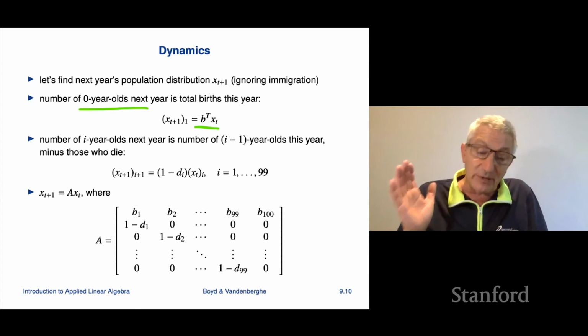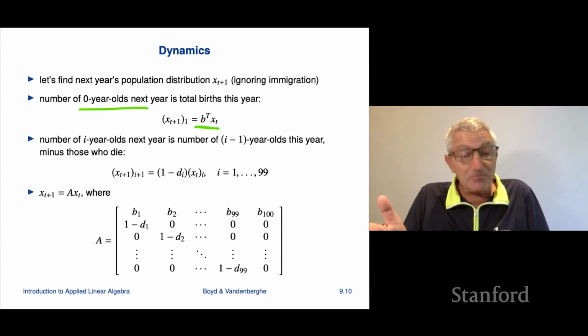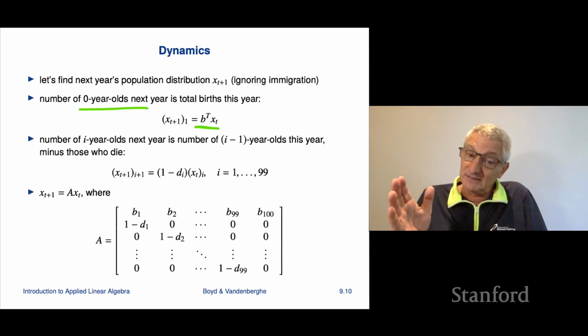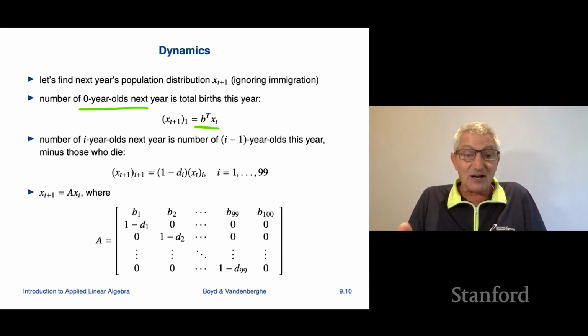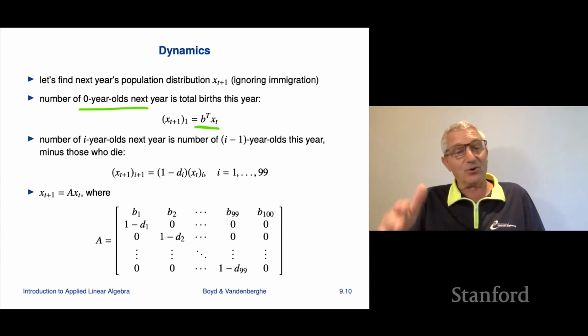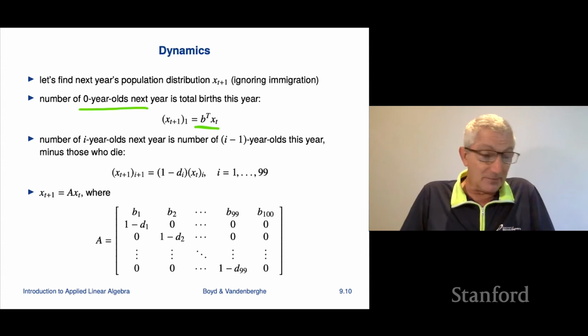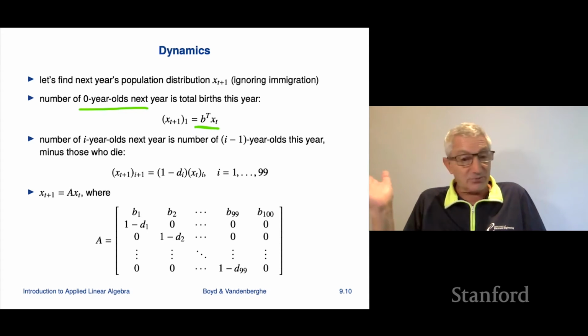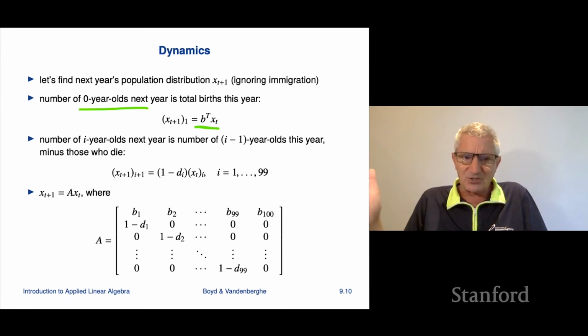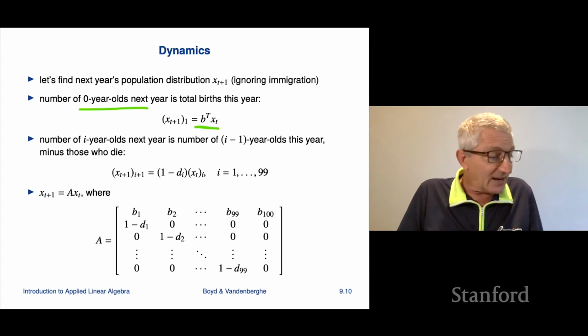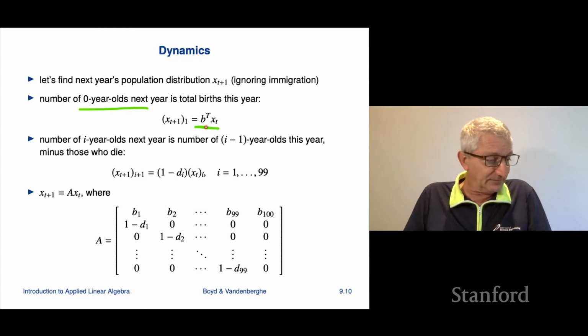B, let me give it a real one. B25 is actually the number of kids that a 25-year-old is going to have. Now it's small, it's 0.03 or something like that. But then I multiply by the number of 23-year-olds or 25-year-olds, whatever I chose, right? And then we get the whole thing. And you add all that up and you get this, okay?